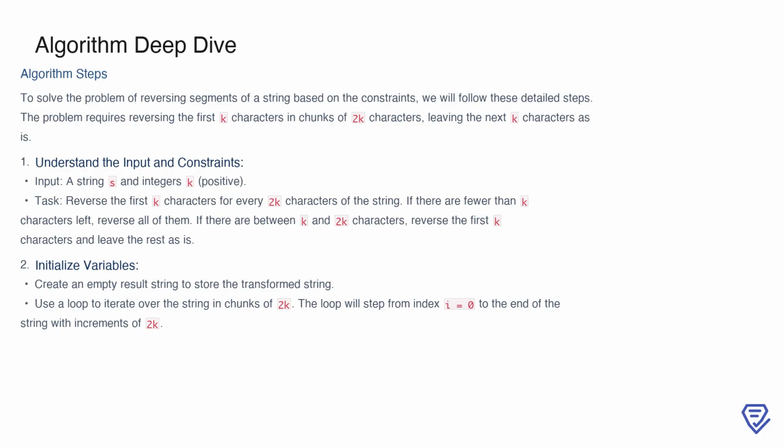To begin, we first need to understand the input and constraints. The input consists of a string s and an integer k, where k is guaranteed to be a positive number. With this setup in mind, we initialize an empty result string to store the transformed output. Then, we use a loop to process the string in chunks of 2k, iterating from the start of the string to the end in increments of 2k. This way, we systematically address each section of the string as required by the problem statement.